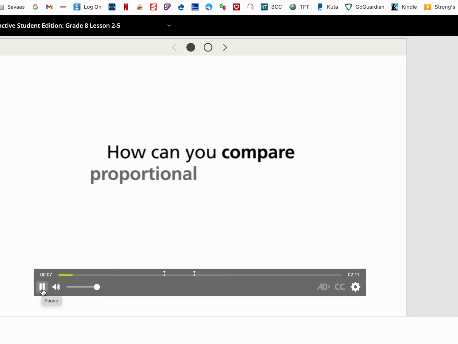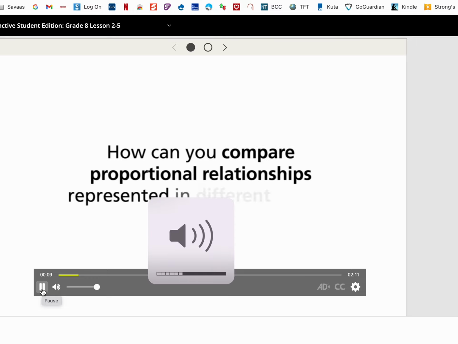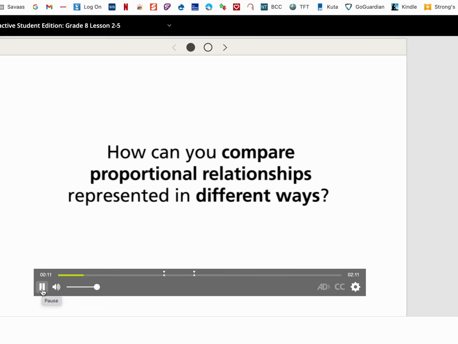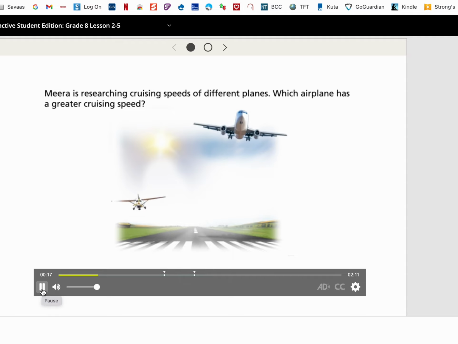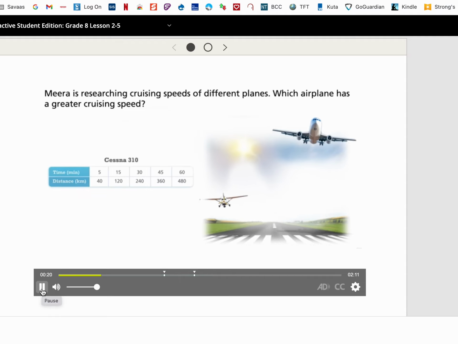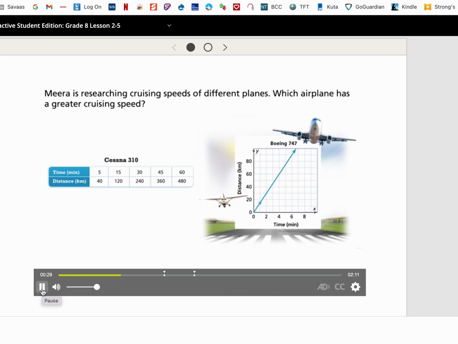How can you compare proportional relationships in different ways? Think about this question during the lesson. Mira is researching cruising speeds of different planes. She has a table of data on the Cessna 310, time in minutes, and distance in kilometers. Mira also has a graph for the Boeing 747. The point (1, r) represents the unit rate. Which airplane has a greater cruising speed?